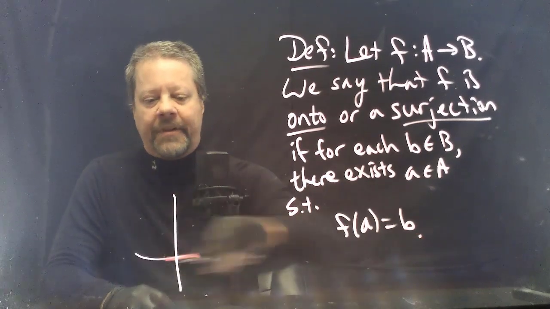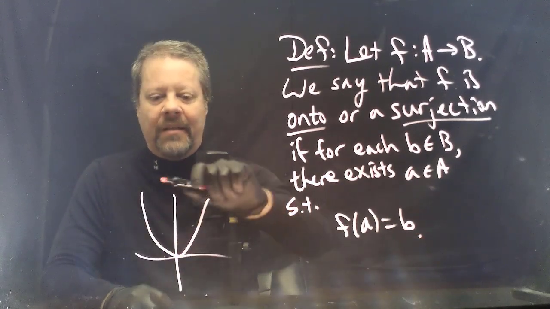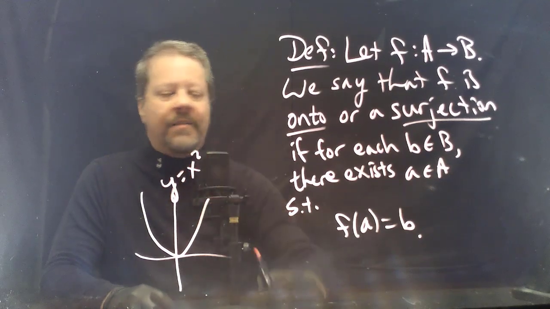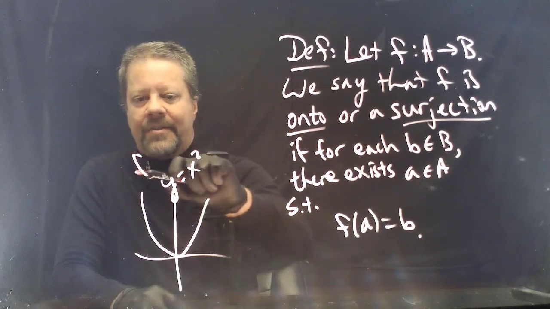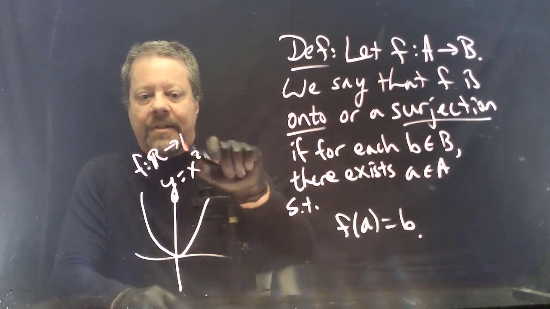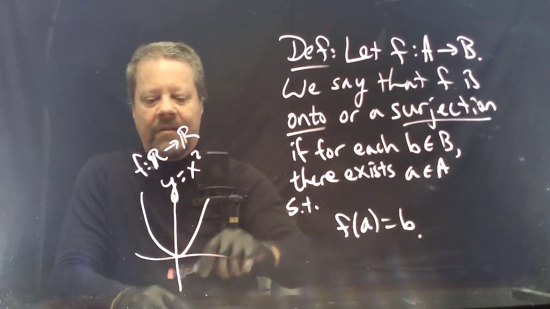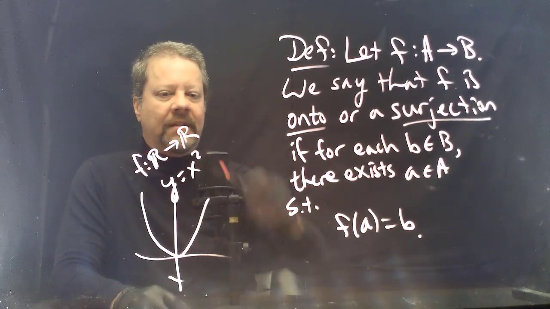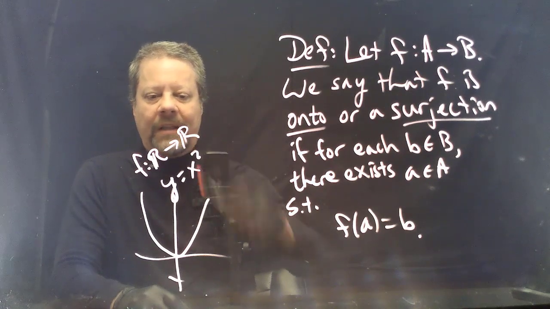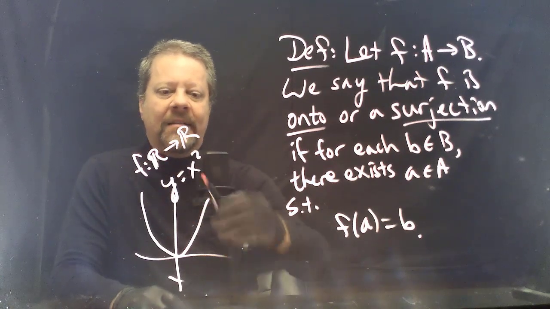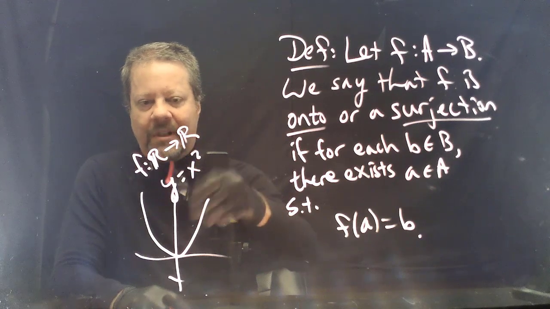So an example of a function that is not a surjection might be y equals x squared. Why is it not a surjection if f maps the reals into the reals? Because you don't get negatives out. You can choose -1, and there will not exist some real number in the domain so that you square that real number and get -1 out.